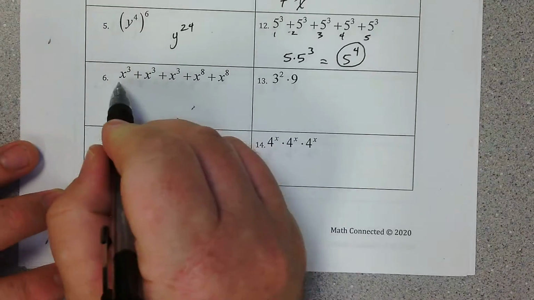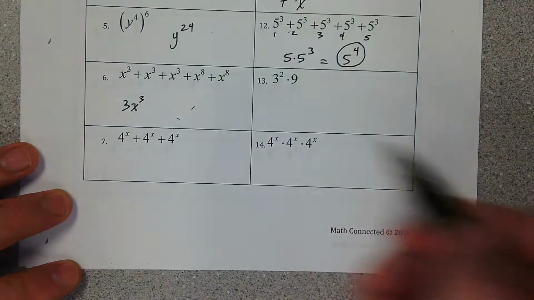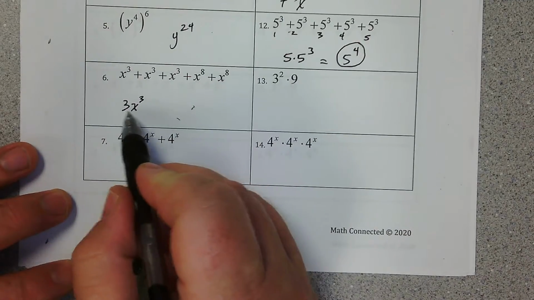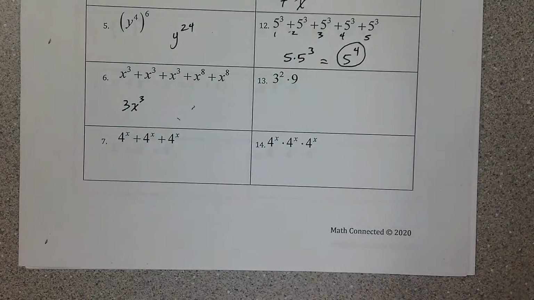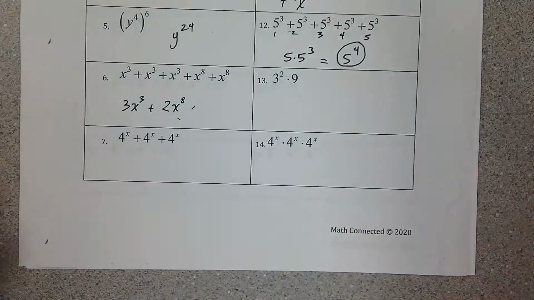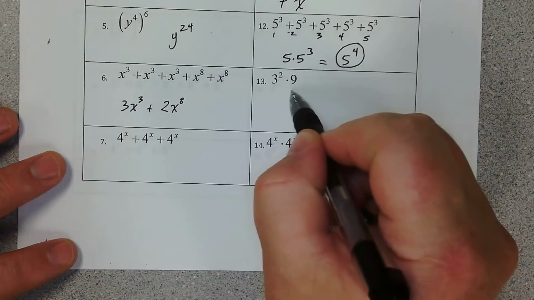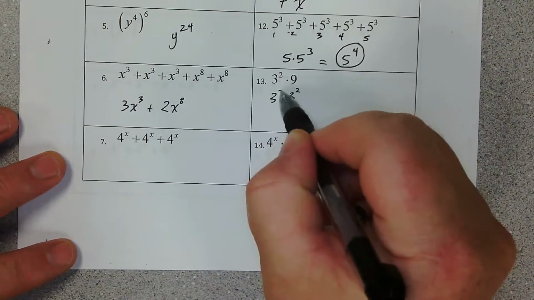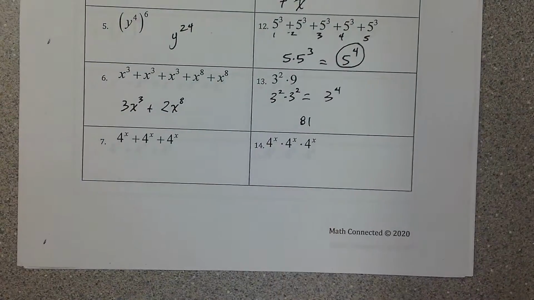Now here, check this out. We have repeated addition. We have 3 of those. But this exponent's not going to change because these bases are different. You see, this is 3 to the power of 1 times x cubed. Those are different bases. Plus 2x to the power of 8. That's it. That's all we got. You know how that 9 is 3 squared? So this is 3 to the 4th, or you could say it's 81. Either one of those would be fine.